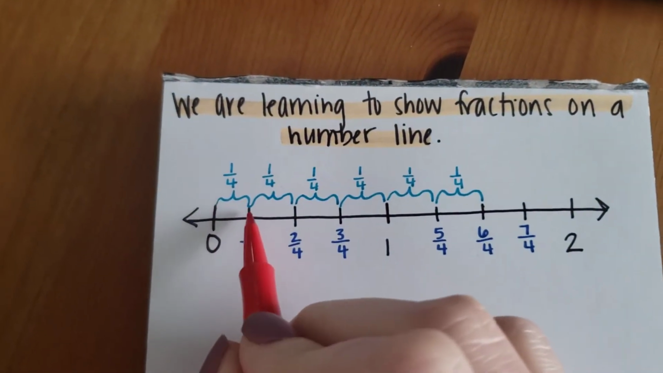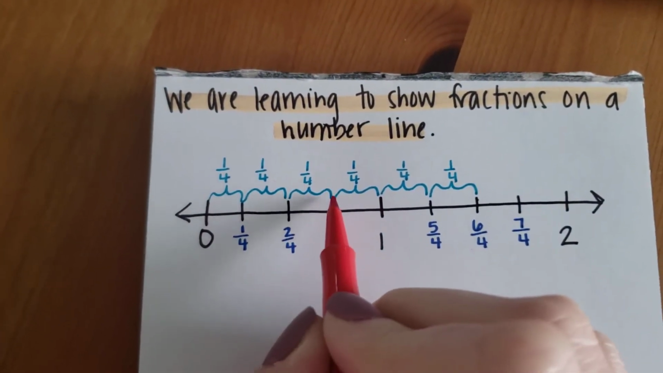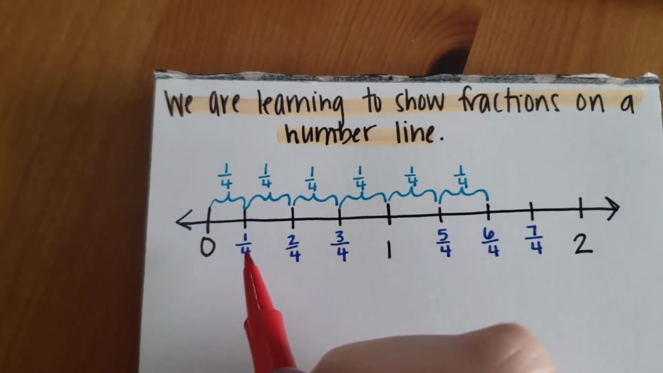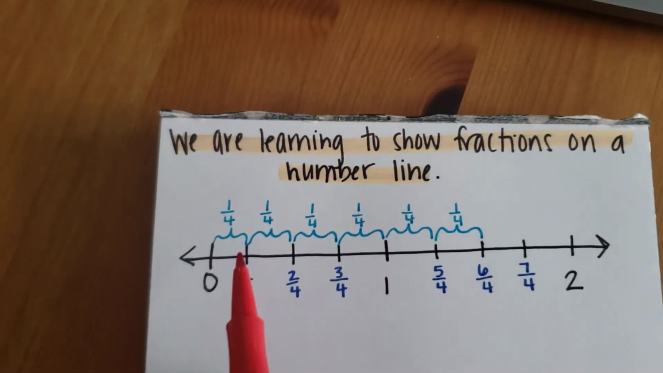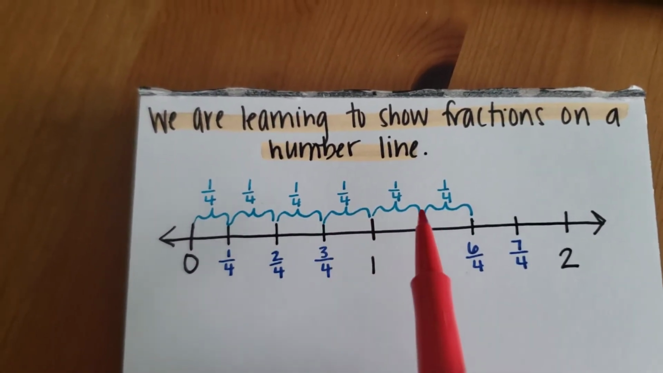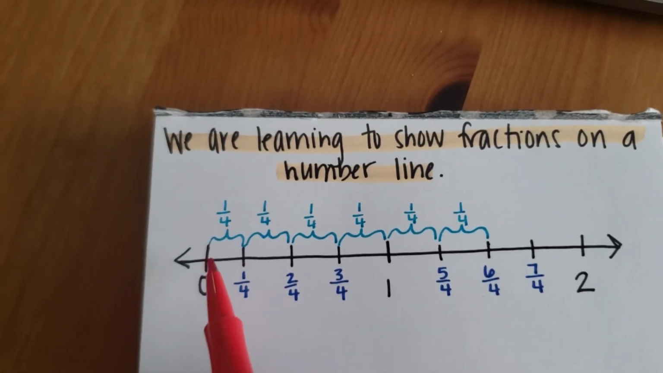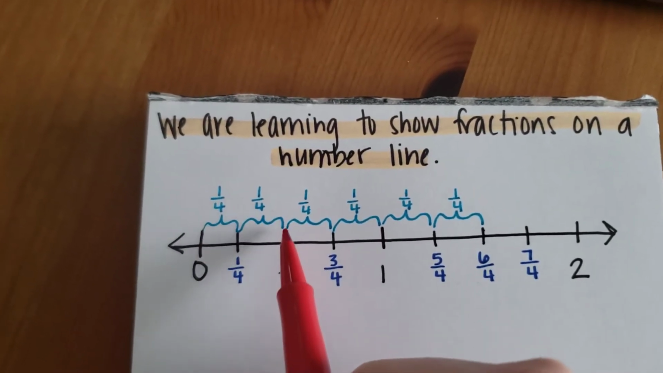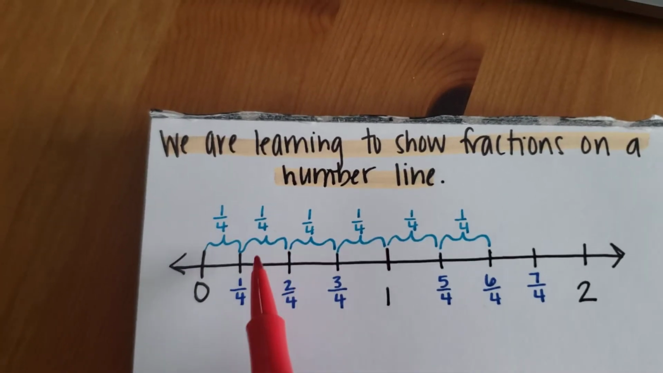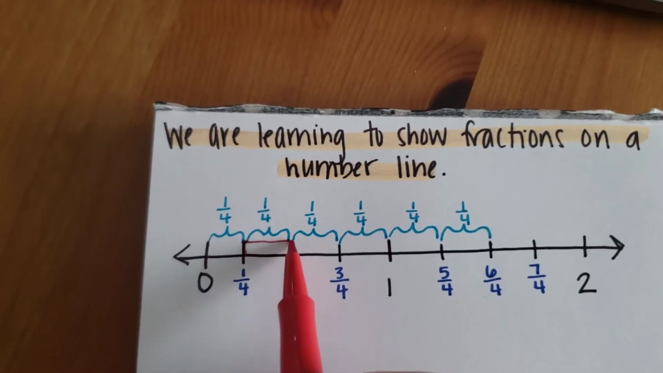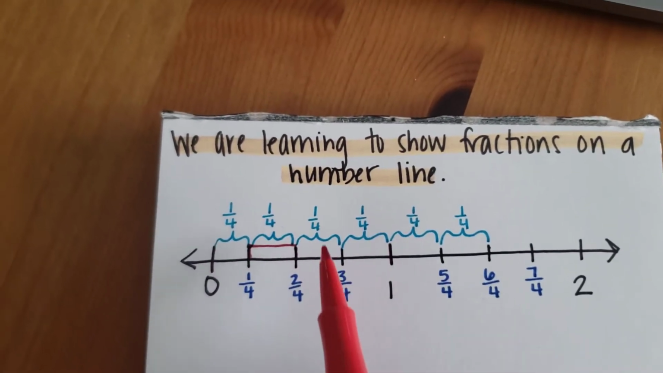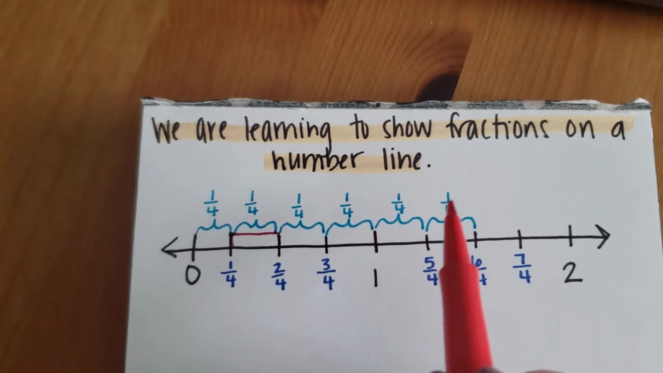There are 1, 2, 3, 4 spots until we get to 1. So our denominator would then be 4. That also means that each one of these spaces is equal to 1/4. So this is 1/4, this is 1/4. Now I'm not talking about from here to here is 1/4. I'm talking about from here to here is 1/4. So every one space is 1/4.